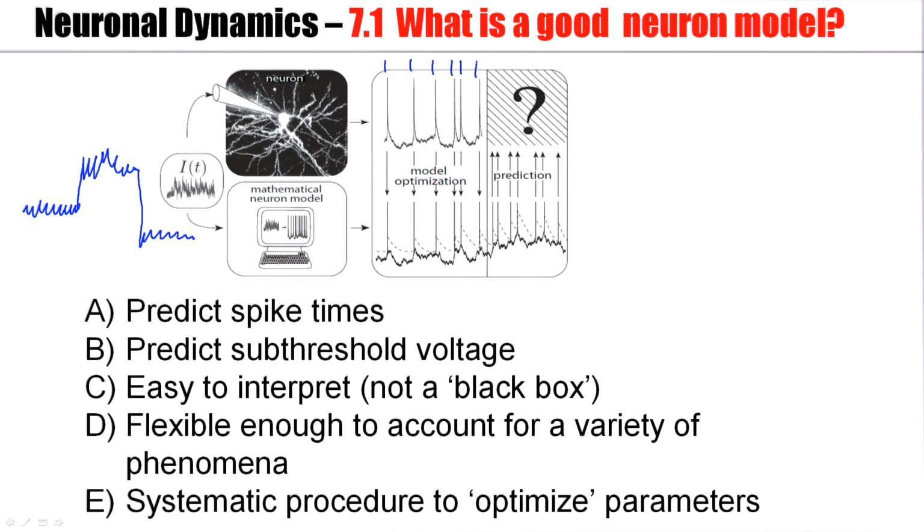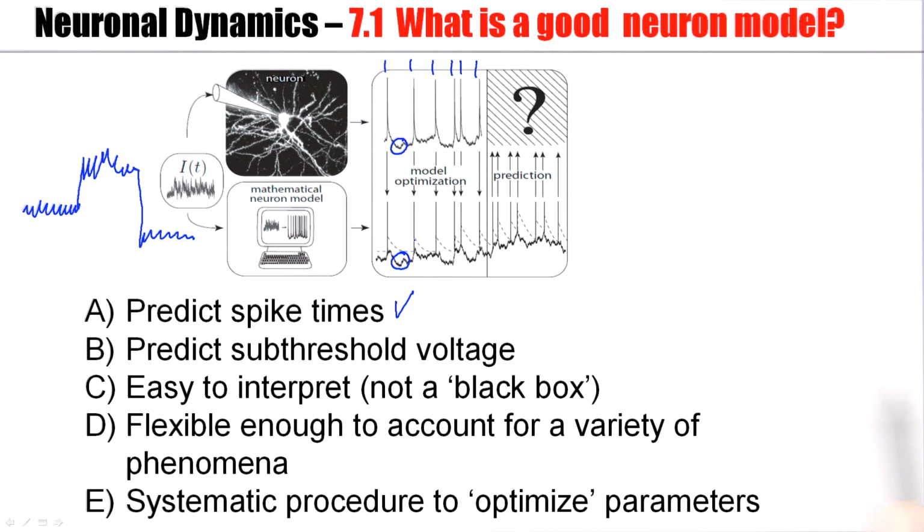What I would like as a first condition for a good neuron model is that if I inject the very same current into a mathematical neuron model, I would find the spikes at the same moments in time. But moreover, I could ask, well, in this region where there are no spikes, in the subthreshold regime, do the model and the neuron have the same kind of behavior?